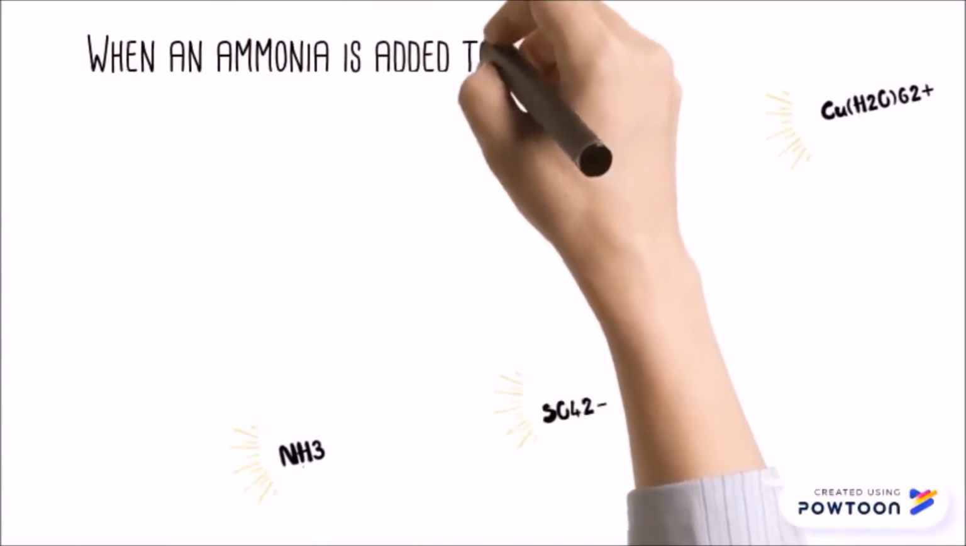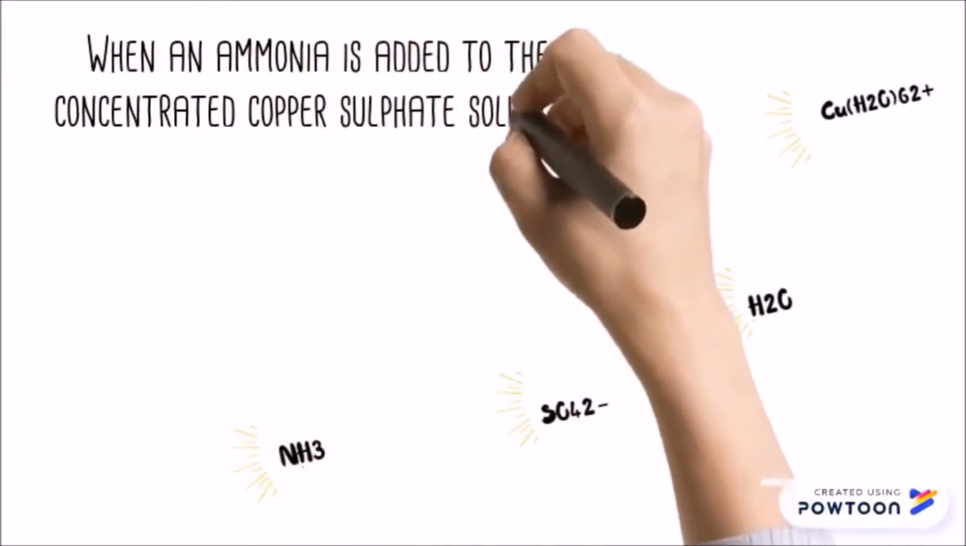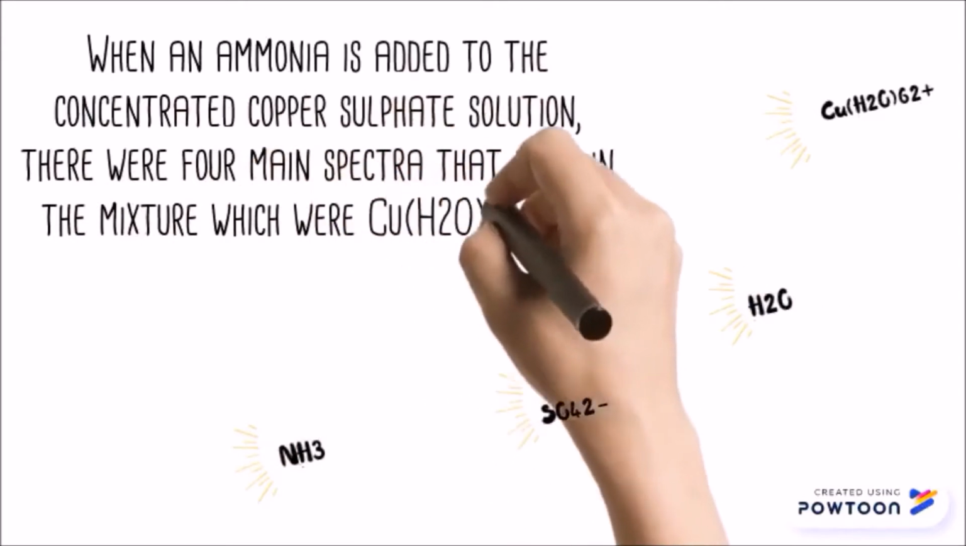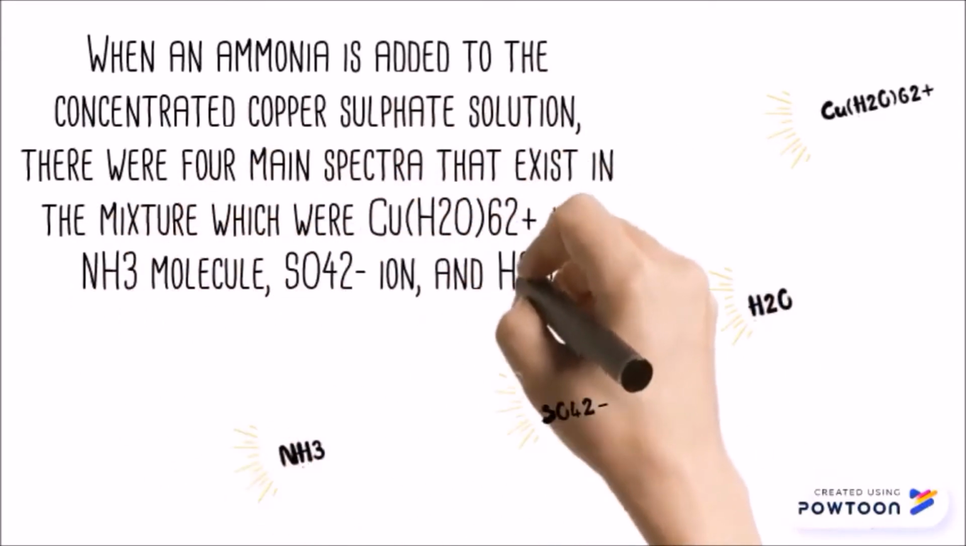When ammonia is added to the concentrated copper sulfate solution, there are 4 main species that exist in the mixture, which are the hexaaquacopper(II) ion, NH3 molecules, sulfate ions, and water molecules.